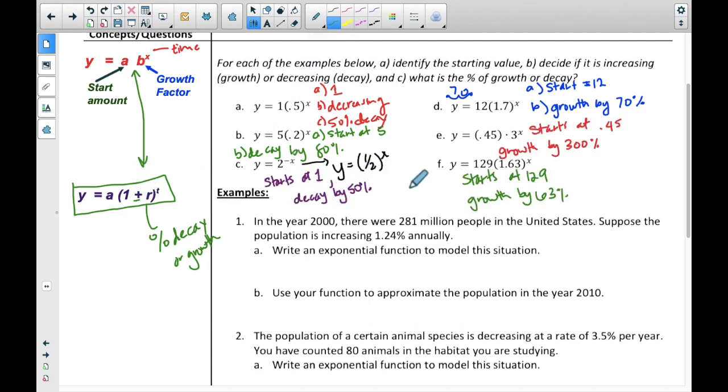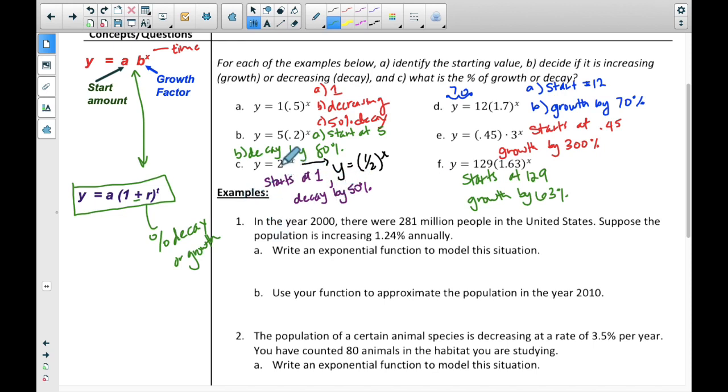Okay, let's look at these other ones. We left on E. E starts at 0.45. I deliberately tried to trick you up on this one by putting the decimal here and the whole number here, because we've been seeing it the other way. But this is a 0.45. That's where it starts. It could be 45 cents, who knows? And then times 3 to the x. Now this is a whole number. It's not like a 1 point something, it's the whole thing. That means it's multiplying by 3 every time. That's a 300% growth.